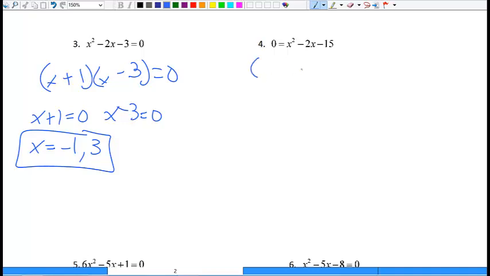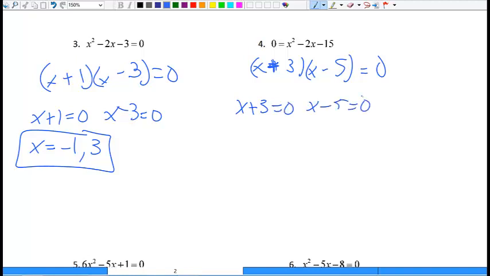Okay, number 4, same idea. We're going to try factoring first and see if that works. So 15, let's see, two numbers that multiply to 15 and add to negative 2. So 5 and 3 have to be utilized. That'd be a negative 5 and a positive 3. So x plus 3 equals 0 and x minus 5 equals 0, which gives us two solutions of negative 3 and positive 5.